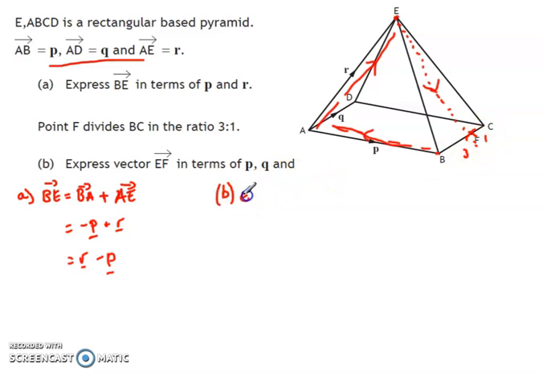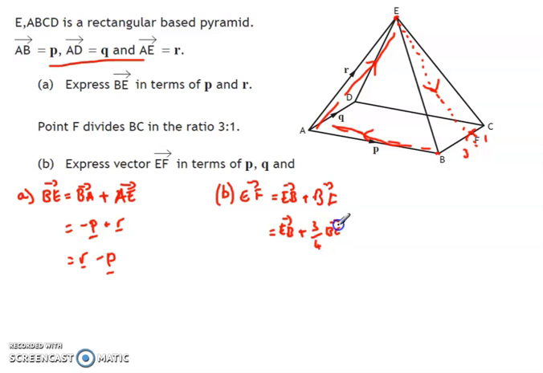So to get from e to f, what I want to do is go from e to b and then add on b to f itself. Now b to f splits the vector b to c here, and it splits it in the ratio of 3 to 1. So that means to go from b to f is to go 3/4 of the way along the vector b to c. So I can rewrite it as e to b plus 3/4 of the vector b to c.